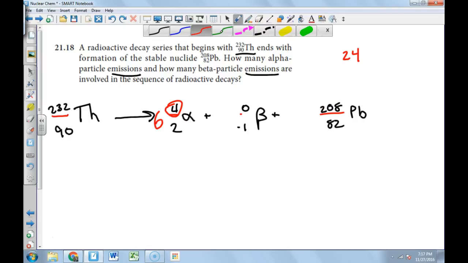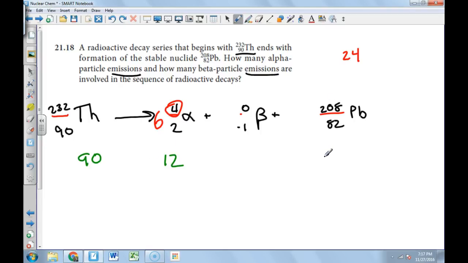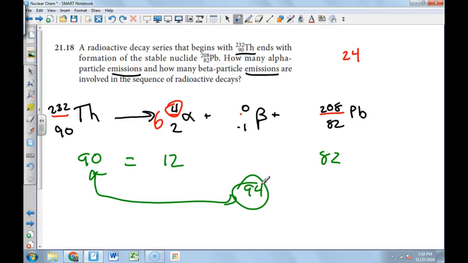Now let me change colors here. I'll go to green. Now what we need to know is that this side has to equal this side in terms of atomic number. Well, this is 90, and there are 6 alpha particles. That can't change because the mass we already figured out, so that's 12. And this is 82. Well, that's 94. How are we going to get 90 and 94 equal to each other? Well, we need to reduce this side by 4. So that means that this coefficient has to be 4.